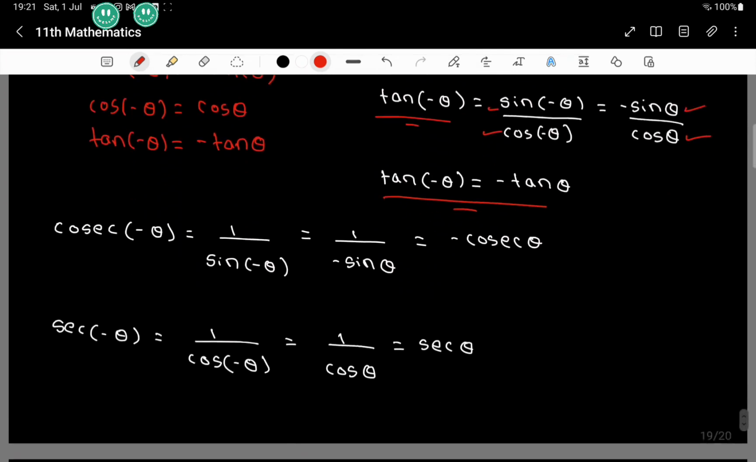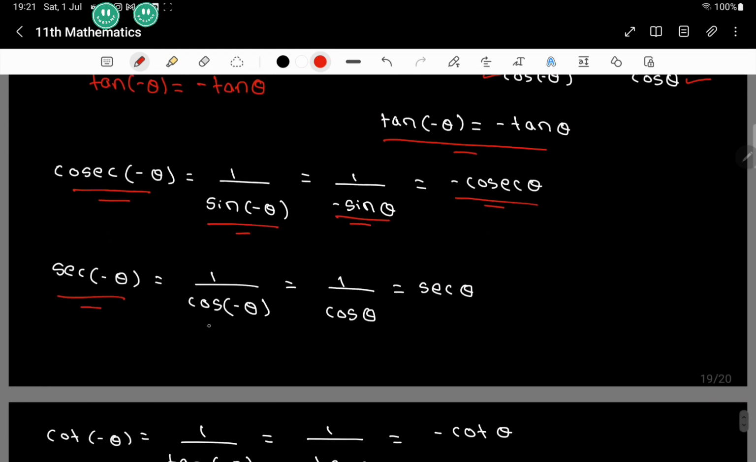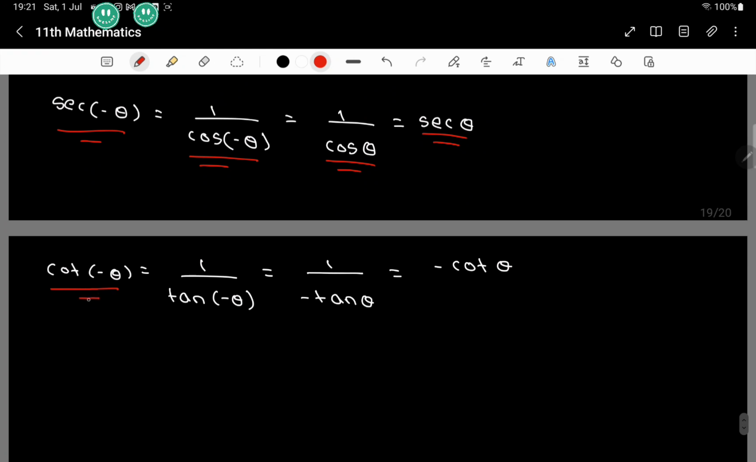So let's do it for cosec of minus theta. Cosec of minus theta is nothing but 1 upon sine of minus theta, and sine of minus theta is minus sine theta, and 1 upon sine theta is cosec theta. So minus cosec theta. Good. Sec of minus theta is 1 upon cos of minus theta, which is equal to 1 upon cos theta. Therefore, sec theta. Cot of minus theta is 1 upon tan of minus theta, which is 1 upon minus tan theta. So therefore, minus cot theta.